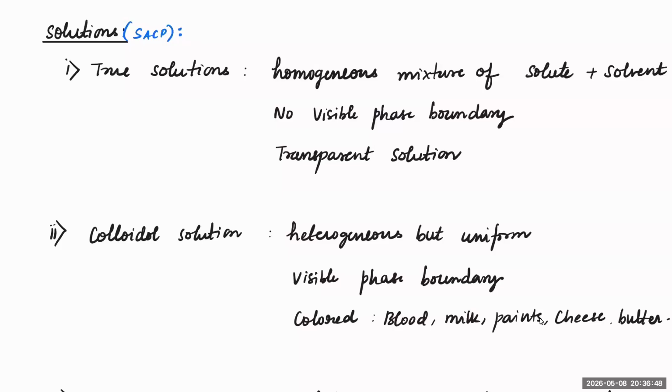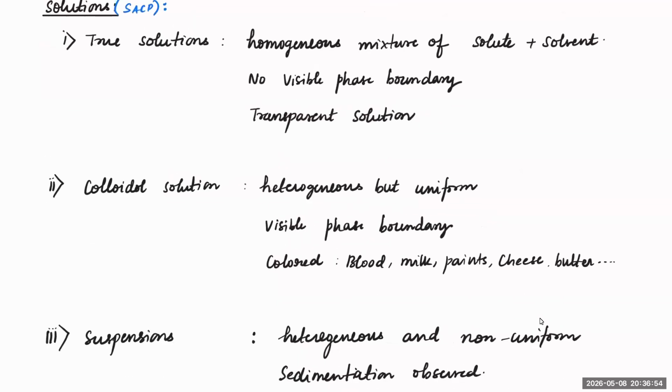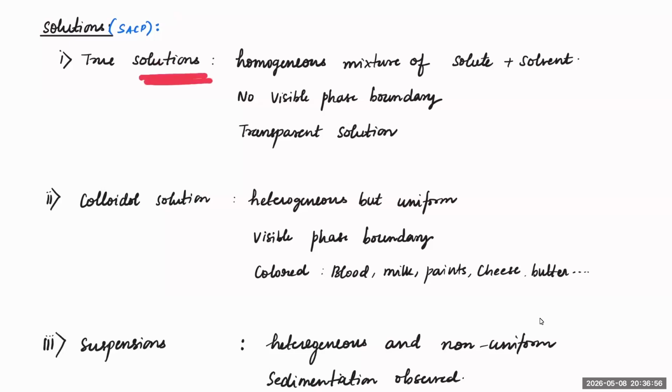Right, so look into it. In this topic, we need to figure out mainly three differences of a solution. So solutions mainly are categorized into three kinds: true solutions, colloidal solutions, and suspensions.